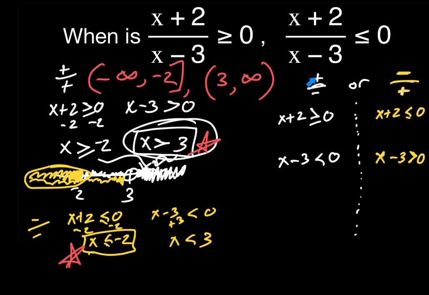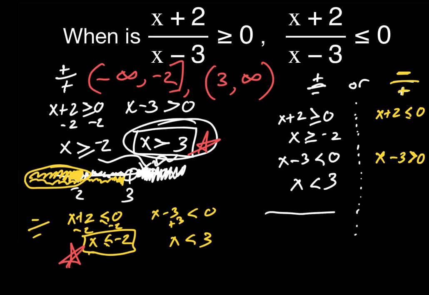So when the top is positive, that means x plus 2 is greater than or equal to 0, which means x is greater than or equal to negative 2. And then here I'll add 3, x is less than 3. So this will occur when both of those things happen. When x is greater than negative 2 and when x is less than 3.